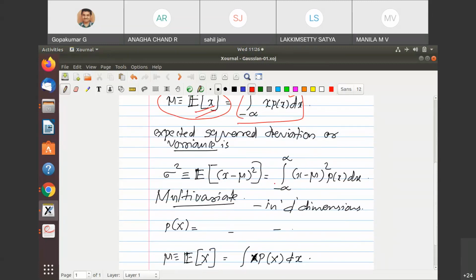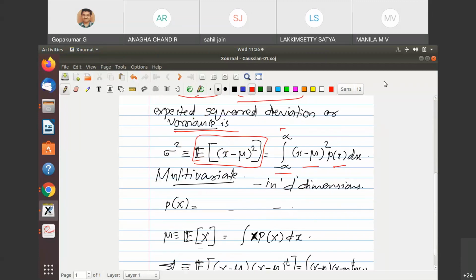Similarly, the variance can also be defined, which is nothing but the expected value of x minus mu the whole square. That is the square deviation. So that is the integral from minus infinity to plus infinity of x minus mu the whole square into p of x dx. So those are the two things that we can define.